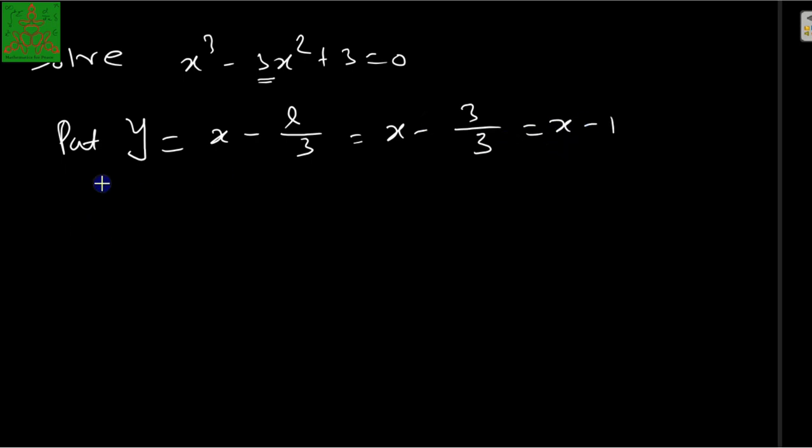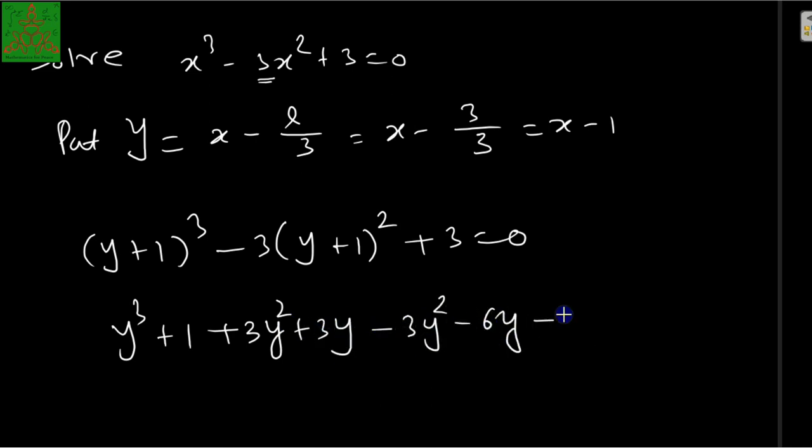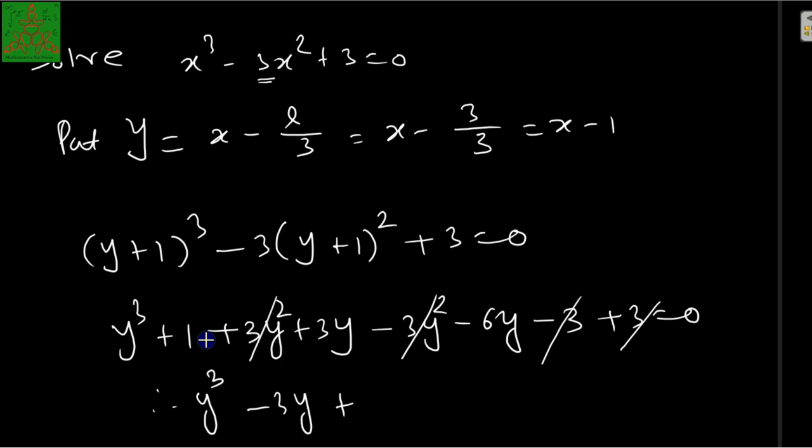So (y plus 1) cube minus 3 (y plus 1) square plus 3 equal to 0. That gives you y cube plus 1 plus 3y square plus 3y minus 3y square minus 6y minus 3 plus 3 equal to 0. So this simplifies as y cube. The y square term is cancelled out, minus 3y, and the 3 gets cancelled, and plus 1 equal to 0.